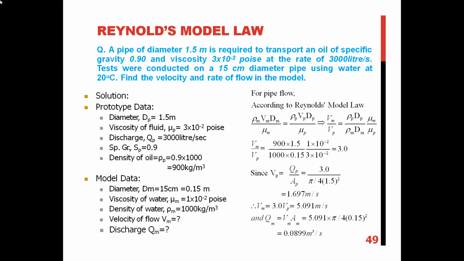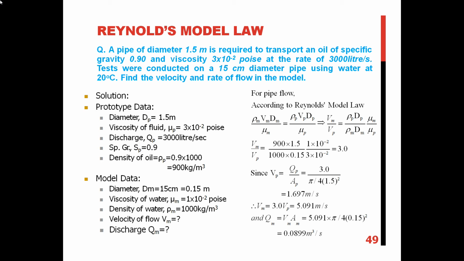The data for the model, only three data they have given. Diameter dm is equal to 15 centimeters, and the viscosity of water is 1 into 10 to the power minus 2 poise. Density of water, so we know that the density of water is 1000 kg per meter cube. We need to find out the velocity and the rate of flow, which is the discharge.